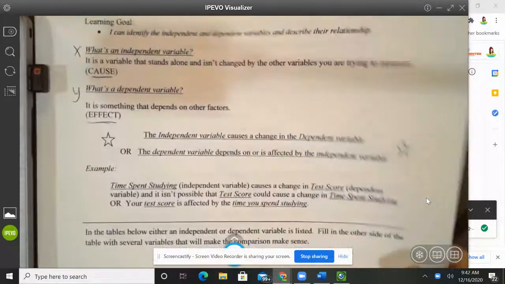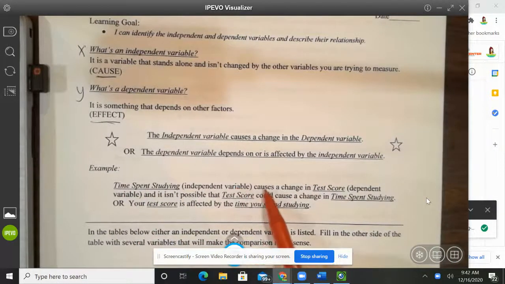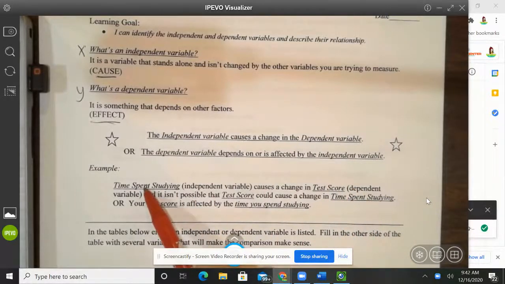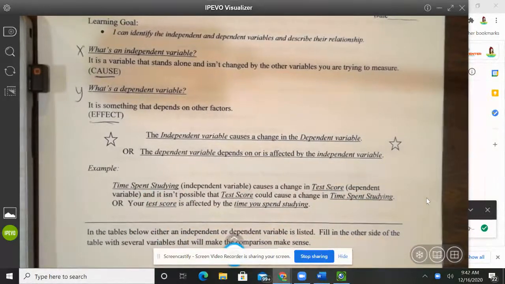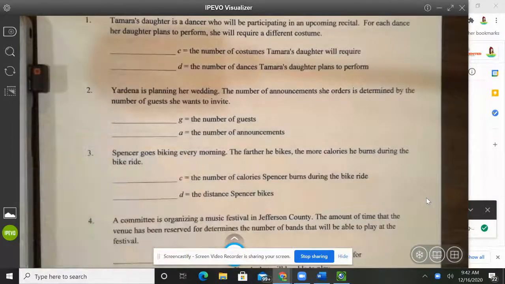So there is an example here. It says time spent studying, the independent variable, causes a change in the test score. So if you study more, your score is going to be better. Your test score depends on your time spent studying. That was a pretty good one. So that's pretty much what we're going to do here. Let's do some examples.